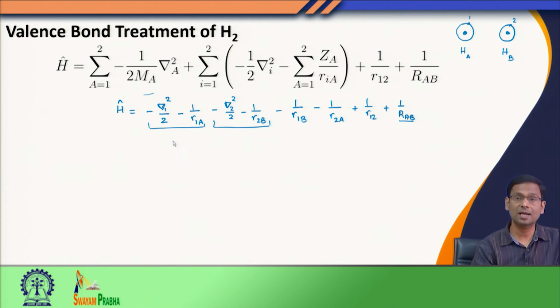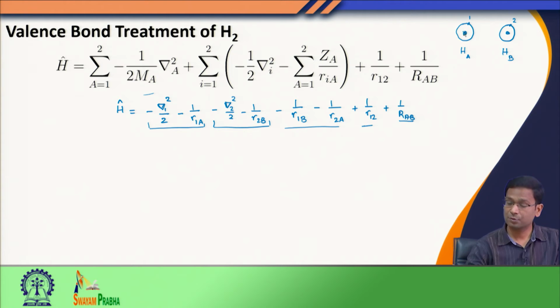Now, when hydrogen atom A and hydrogen atom B are far away from each other, so that we have simply two hydrogen atoms, these two terms describe the Hamiltonian of the system. But when I bring them closer, of course, electron 1, which was in hydrogen atom A, would also start interacting with the nucleus of hydrogen B. Similarly, electron 2 would start interacting with the nucleus of hydrogen atom A. So, these two expressions are given in this way: r1B, the interaction between electron 1 and nucleus B, and the interaction of electron 2 with nucleus A.